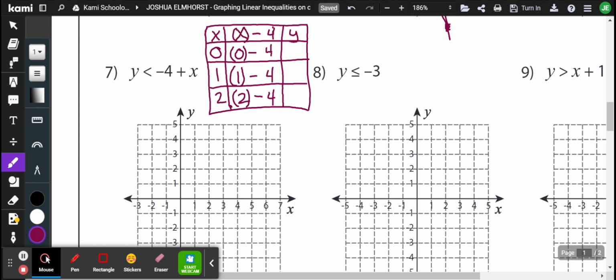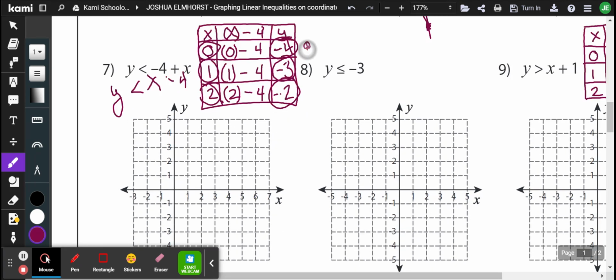Now, we could write this as -4 plus x, but that would also give us x minus 4 as a rule. You have x, and then you take away 4 each time, x minus 4. So keeping up with the format that we just did, y is less than x minus 4 or -4 plus x. Take out the x and put in 0. The output is going to be -4. Then we put in 1. 1 minus 4 is going to be -3. And then 2 minus 4 is -2.